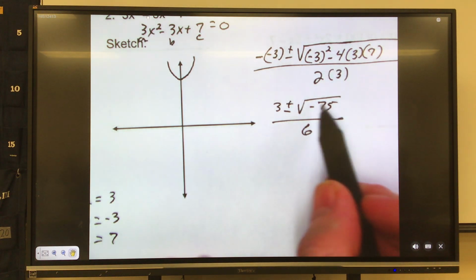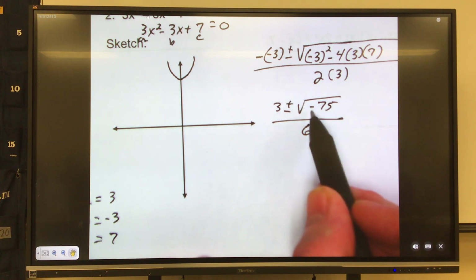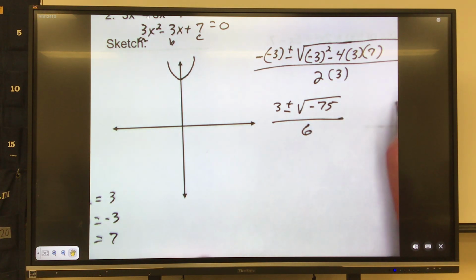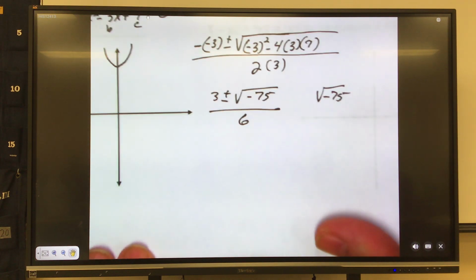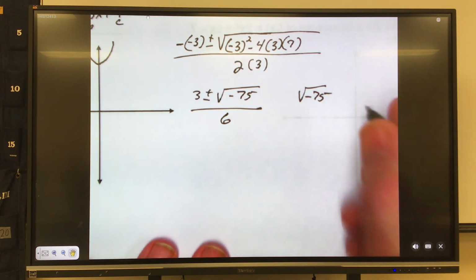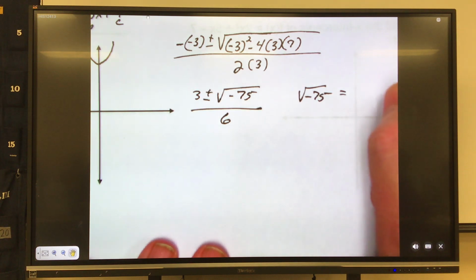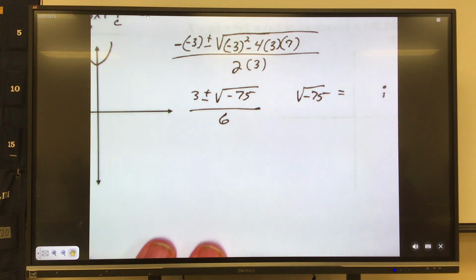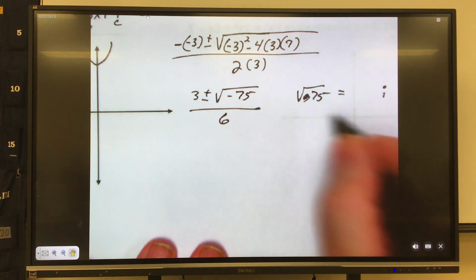So now we've got to find the square root of a negative 75. We know because it's negative, it's an imaginary number. So I pull it over to the side. Square root of negative 75. Okay. And to get rid of the negative, I pull it out as an i. And that gets rid of the negative. Now I break this guy down.